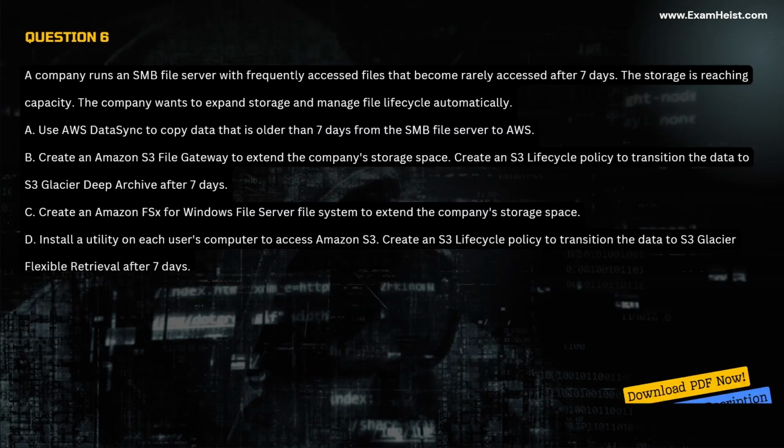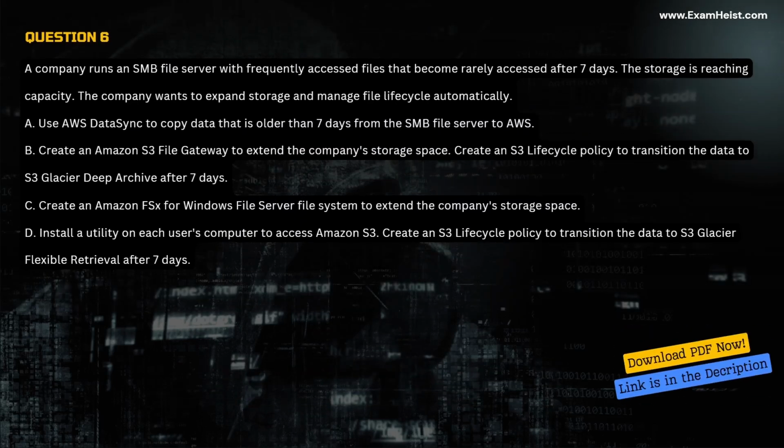Question 6. A company runs an SMB file server with frequently accessed files that become rarely accessed after 7 days. The storage is reaching capacity. The company wants to expand storage and manage file lifecycle automatically. A. Use AWS DataSync to copy data that is older than 7 days from the SMB file server to AWS. B. Create an Amazon S3 file gateway to extend the company's storage space.